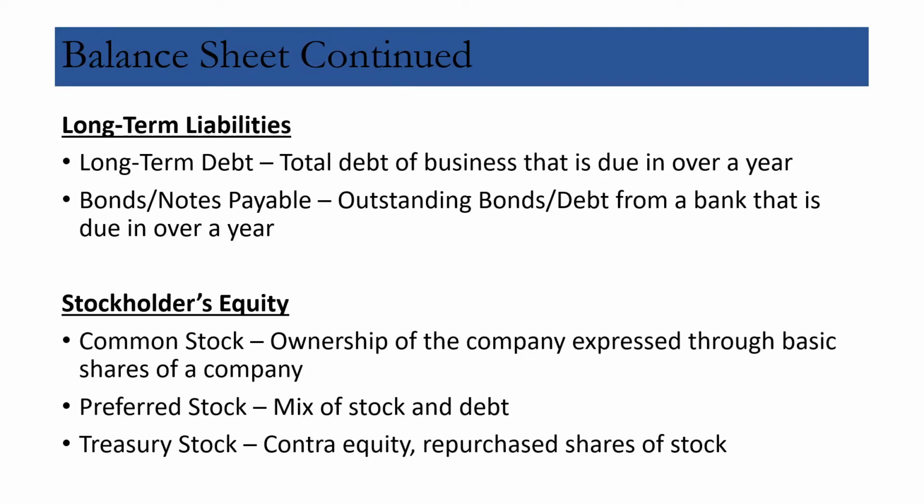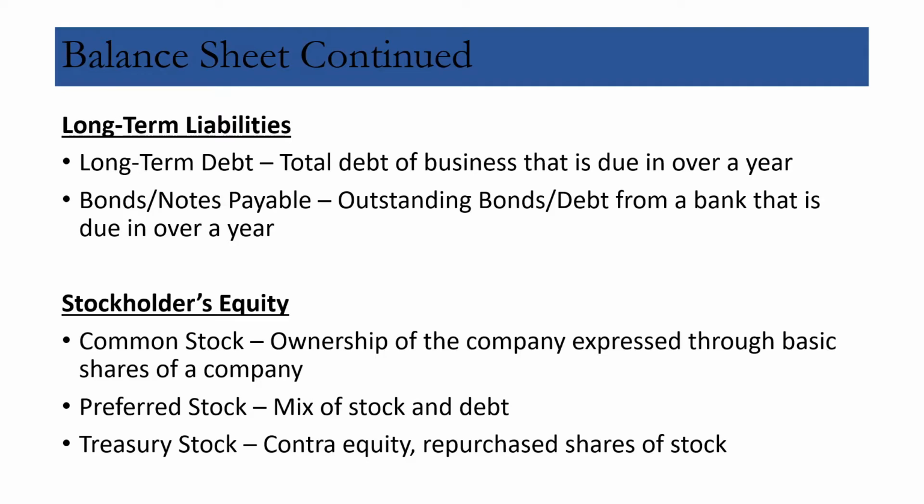That leads to our long-term liabilities. These are things like long-term debt. Again, self-explanatory, total debt of a business that's due in over a year. And then we've got different bonds and notes payable, which is the different outstanding bonds that the firm has issued, or some of the outstanding debt that is due in over a year.